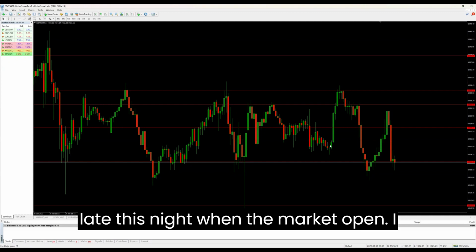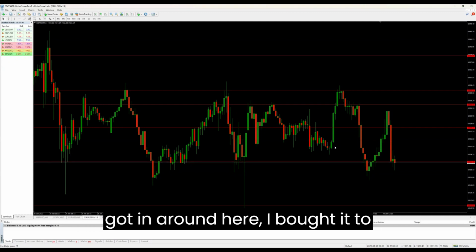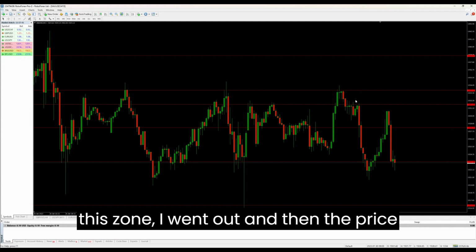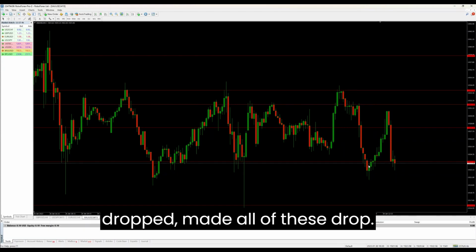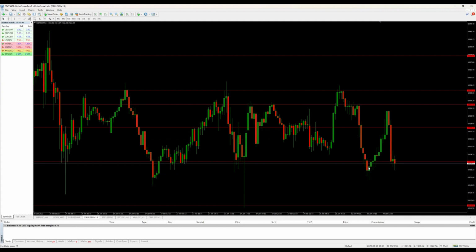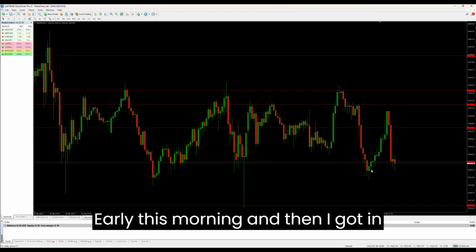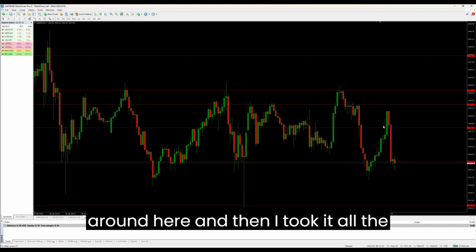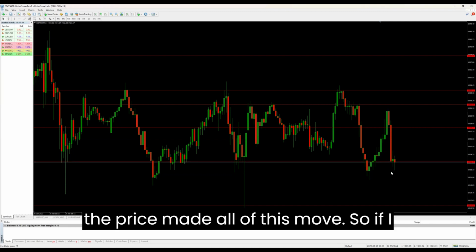Late this night when the market opened, I got in around here. I bought it to this zone. I went out, and then the price dropped, made all of this drop early this morning, and then I got in around here, and then I took it all the way here, and then I went out, and then the price made all of this move.